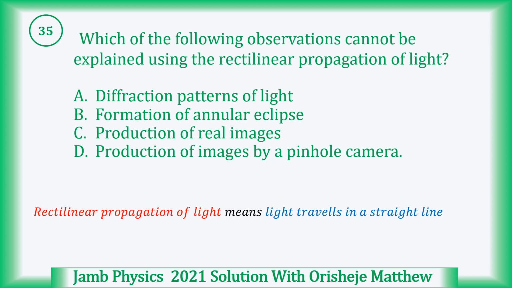Question 35 had to do with rectilinear propagation. Which of the following observations cannot be explained using the rectilinear propagation of light? So rectilinear propagation of light means light travels in a straight line.